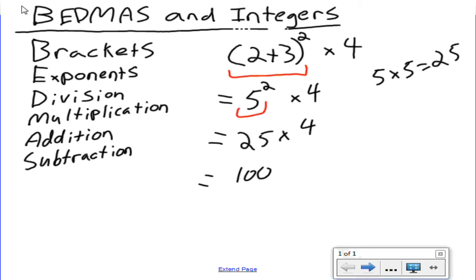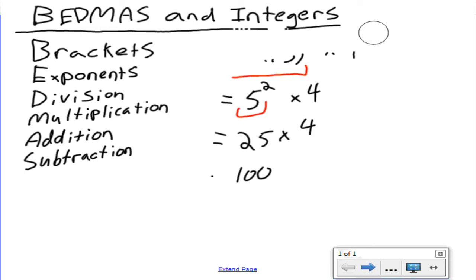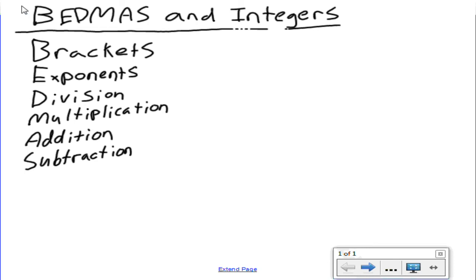Okay? So that's a basic review of BEDMAS. As long as you follow the acronym, and as long as you make sure that you're doing them in the right order, it's simple, basic math. Now, where things get a little bit trickier is when you're including the use of integers, because you really have to be mindful of your symbols. Okay? So let's start with a basic one here.